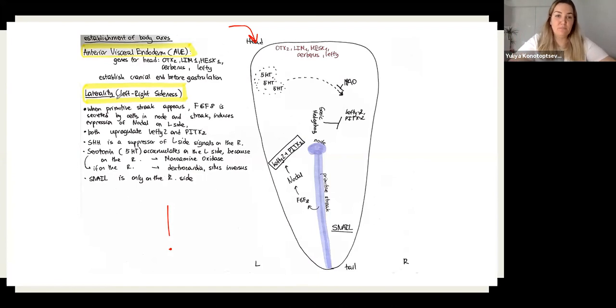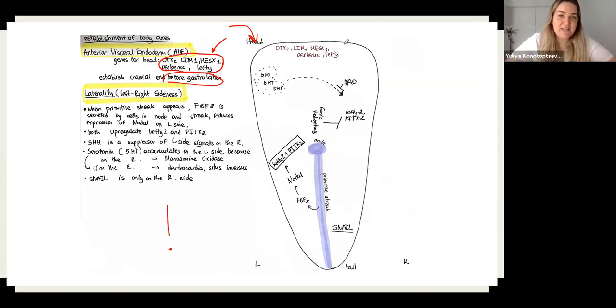Randomly, before gastrulation, so approximately on day 13, 14, 5 genes are being expressed. I highly doubt you need to know them this semester, but next semester you definitely need to know them. These genes are called OTX2, LIM1, HESX1, Cerberus, and Lefty.